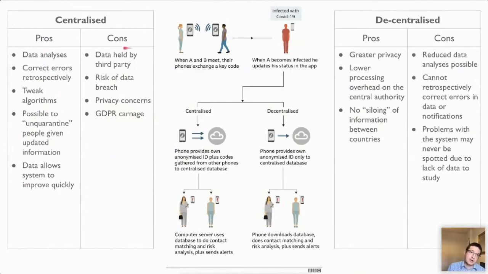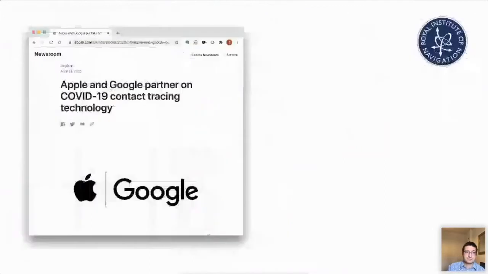But of course, the con is indeed privacy, data breaches, loss of the data. And of course, we now live in the GDPR age, so that is a challenge as well. And so there's basically two camps, and still two camps, different smartphone apps going down different roads in terms of whether it's centralized or decentralized.